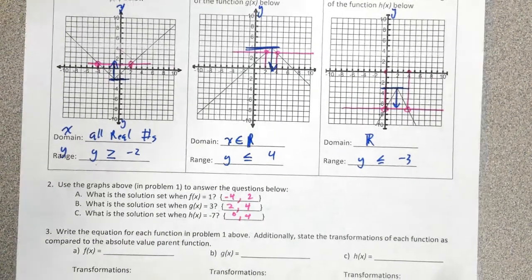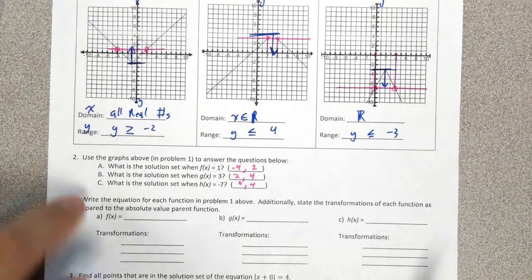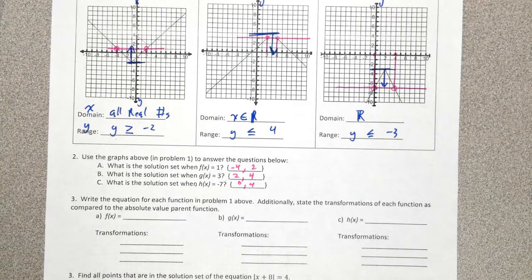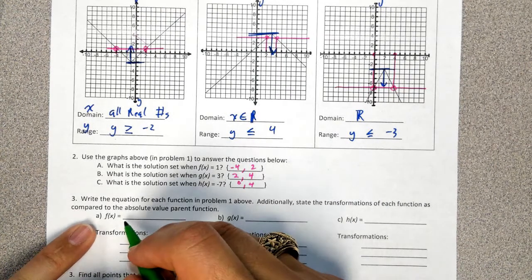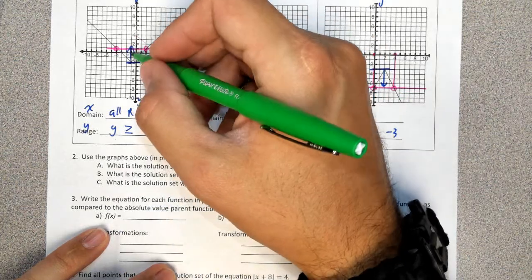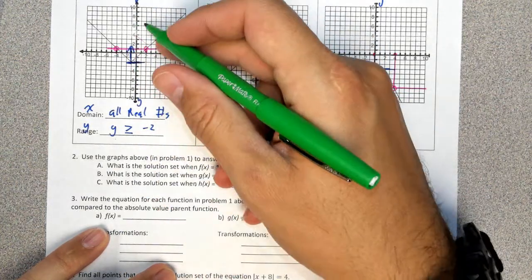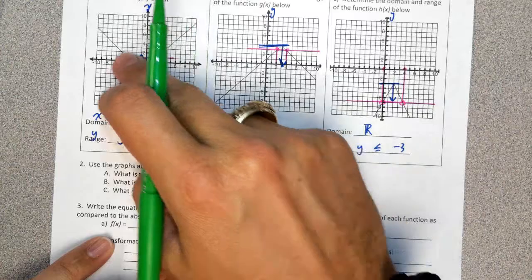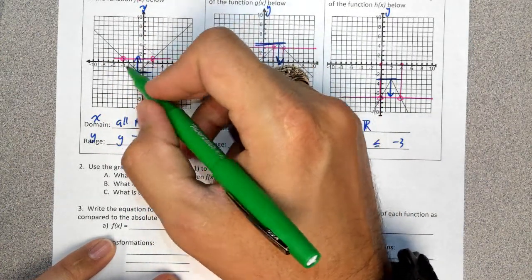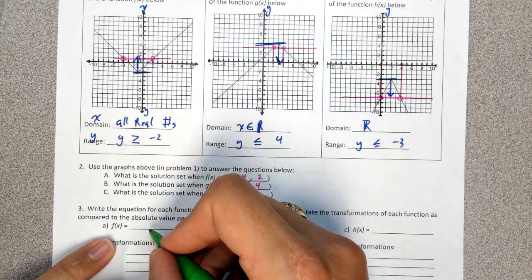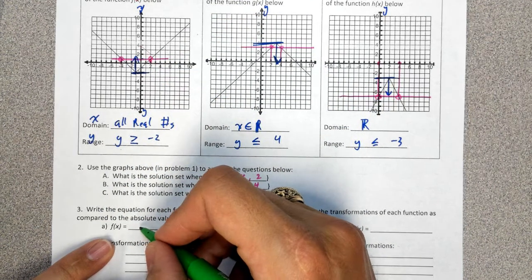And I'm going to back up a little bit more, hopefully we can see it, and look at 3. We're writing the equations for these, and then describing the transformations. Alright, so first thing I look at, are we reflected across the x-axis? No, this goes up, so it's positive. Is my slope of these lines other than 1? No, so we don't need a vertical stretch or compress there.